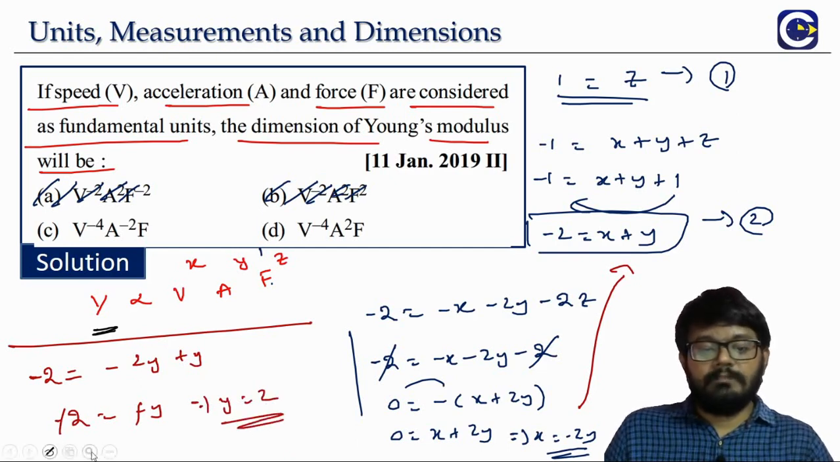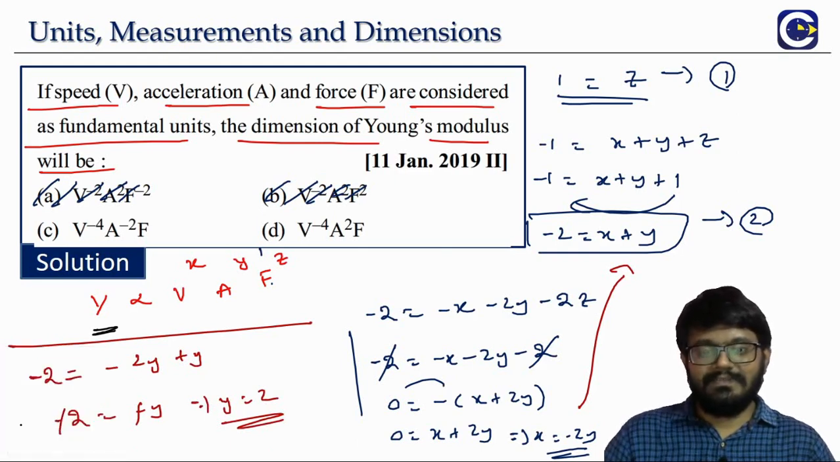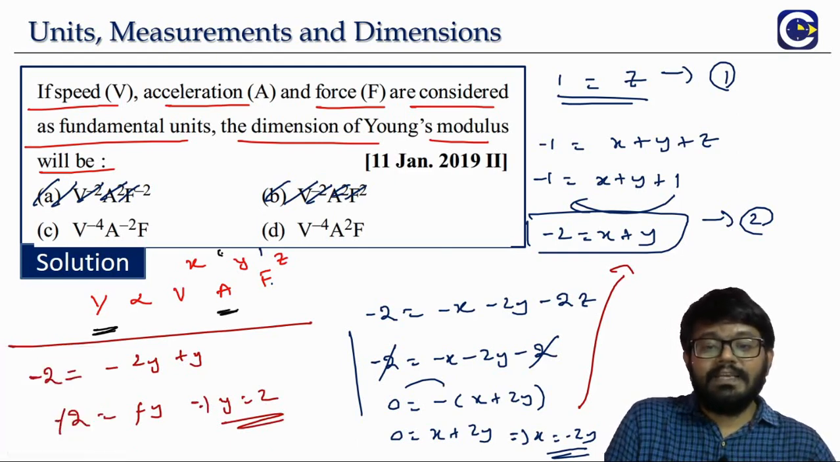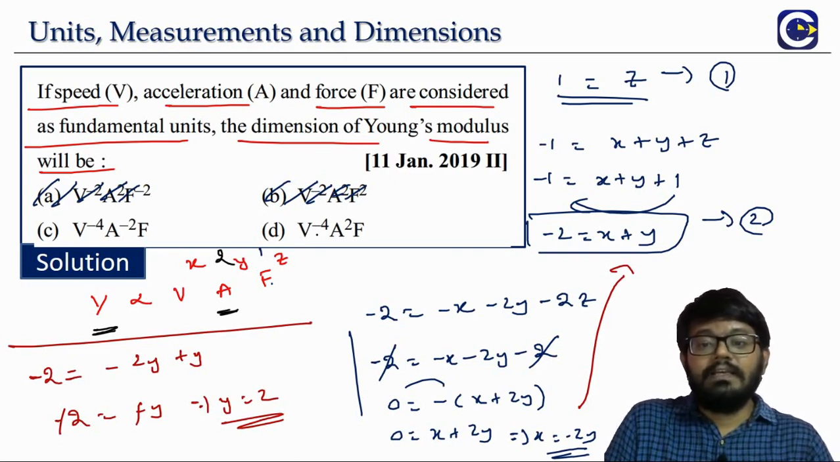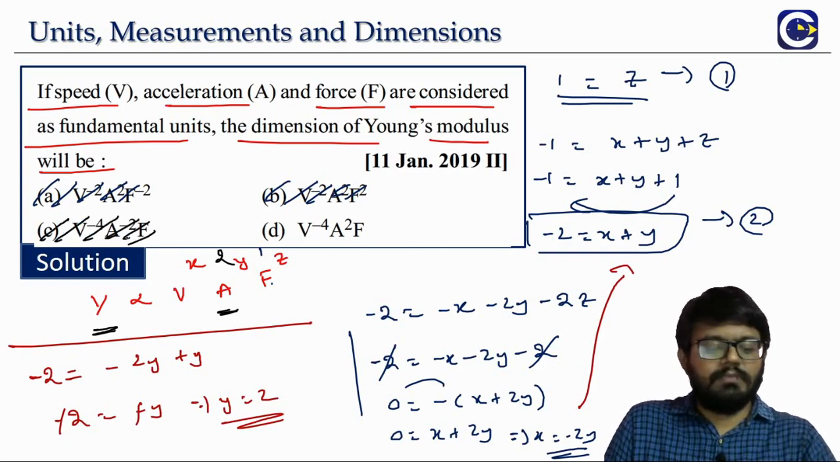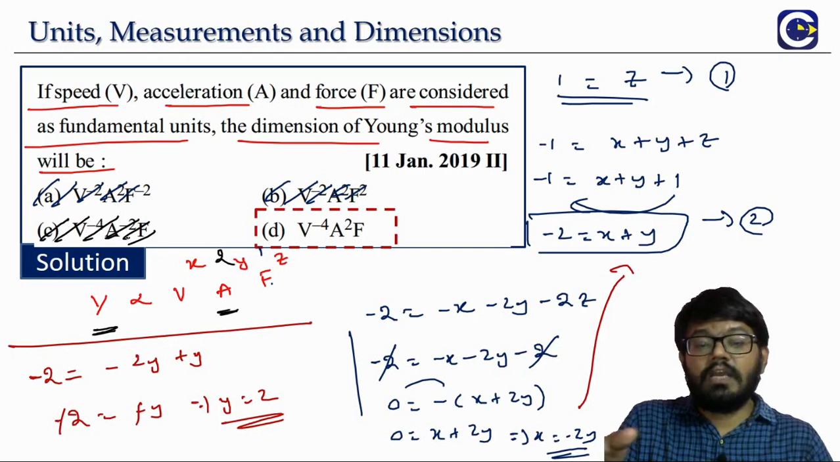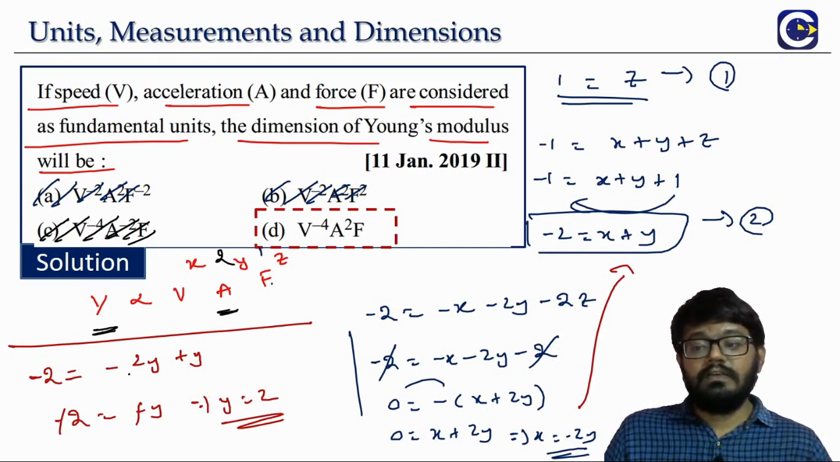What is y? The power of a. I told you, right? Here also, what is the power of a? It is 2. Already we have to choose between C and D only, right? You can see in C, what is the power of a? They are giving minus 2. So this also cannot be the answer. So we are able to get the answer without even calculating the value of x.